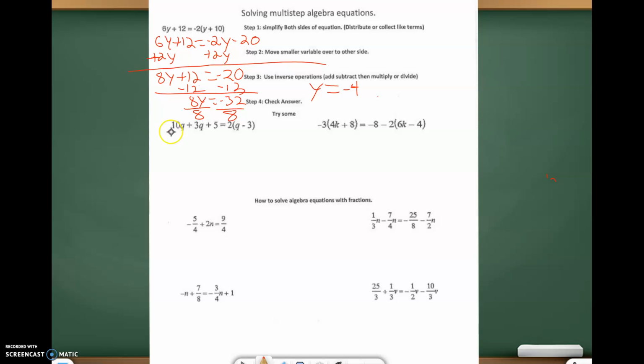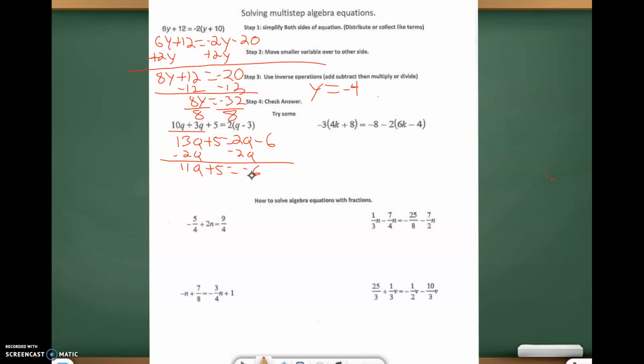Combine like terms. So 10 plus 3 is 13q plus 5. Then we're going to distribute. That would be a 6, right? You move the smaller one over, which is going to be the q, right? Again, easy, easy. You guys did a lot of this last year, I bet.